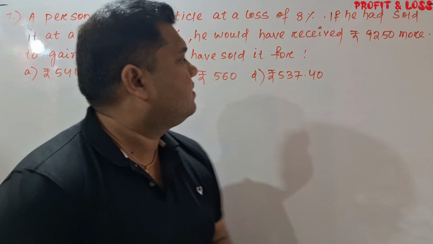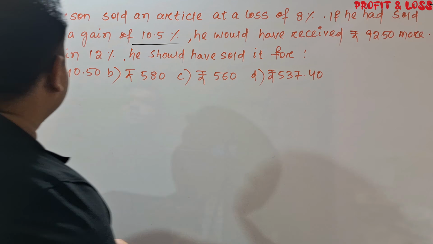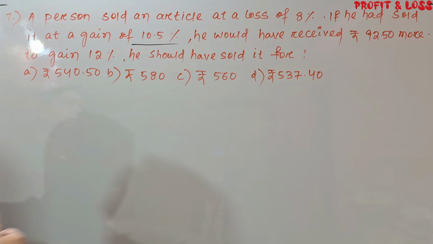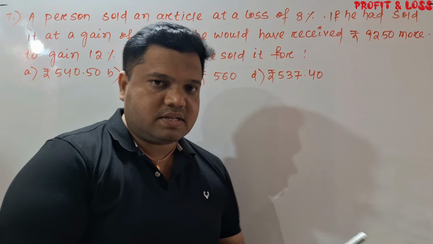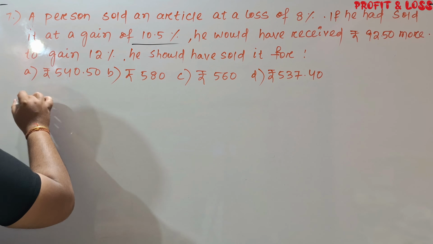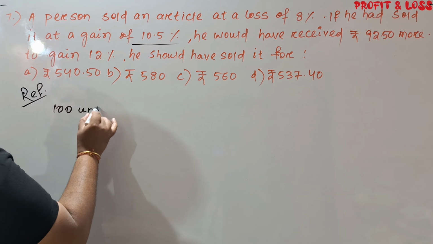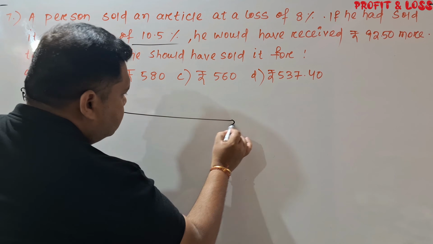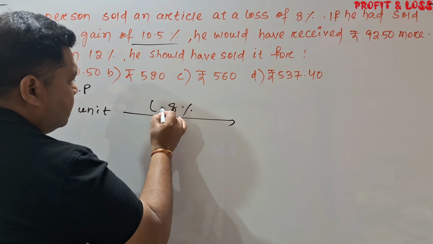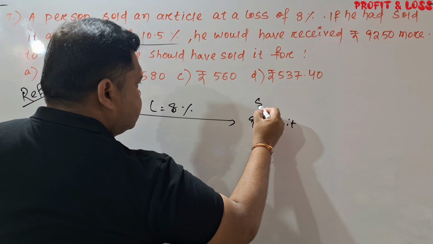Question number 7. Here, a person sold an article at a loss of 8%. If he had sold it at a gain of 10.5%, he would have received 92.50 more. Just like the previous one, take the reference as 100 units. Reference is 100 units means cost price is 100 units. First a loss of 8% occurs. Loss means a decrease. So selling price is 92 units. This is the selling price.